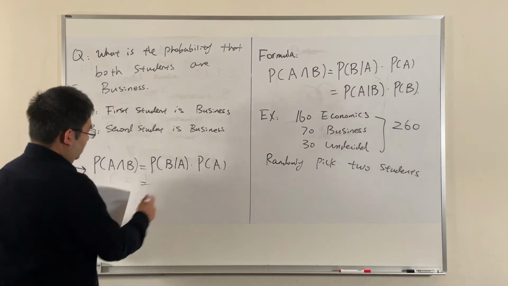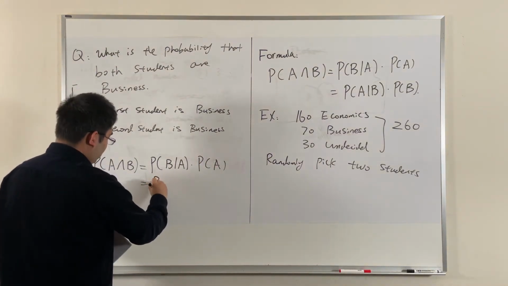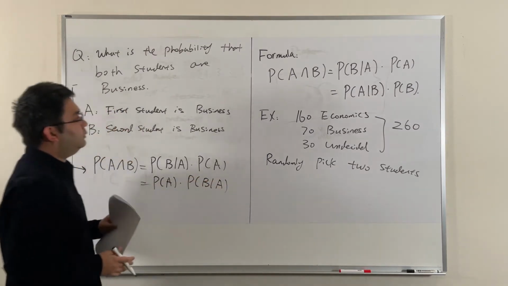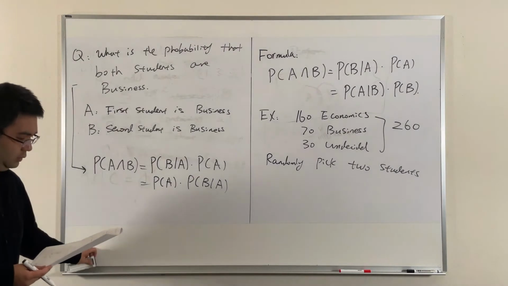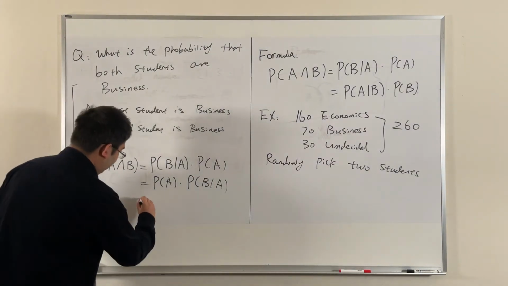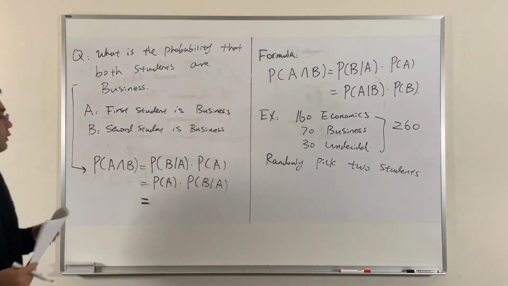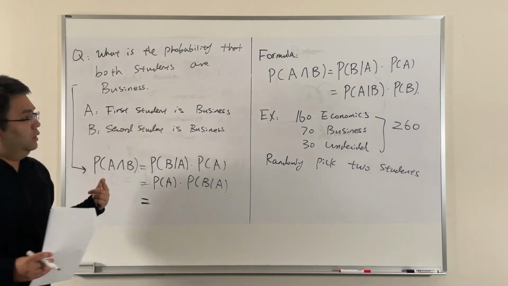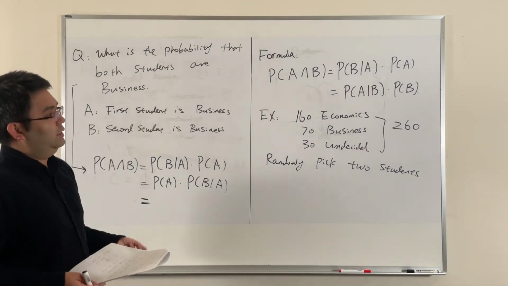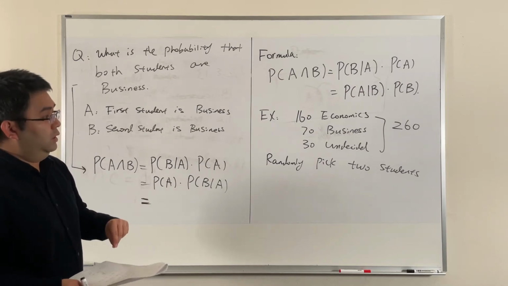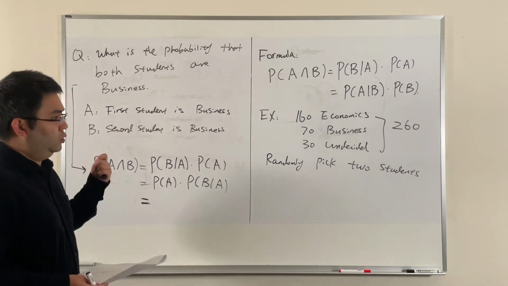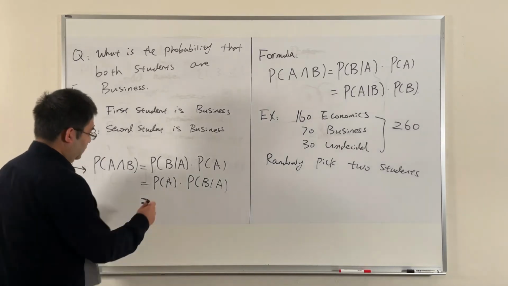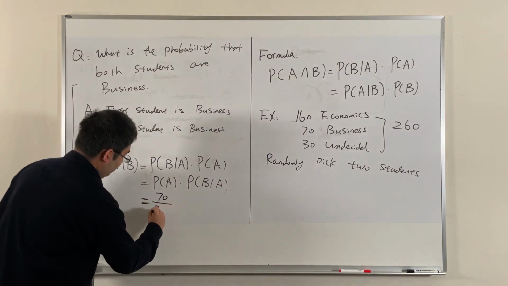Let me show you. So if I rewrite these 2, probability of A times the probability of B given A here. Okay, let me just continue from here. What's the probability of A? Probability of A means that the first student is business major. So we have 260 students and 70 of them are business. So of the total 260 possible outcomes, 70 of them are business. So this one is 70 divided by 260.